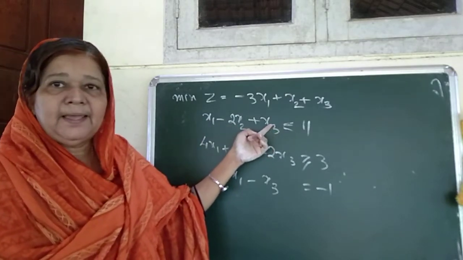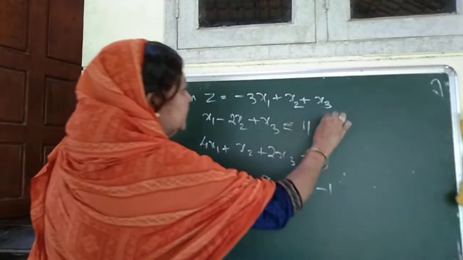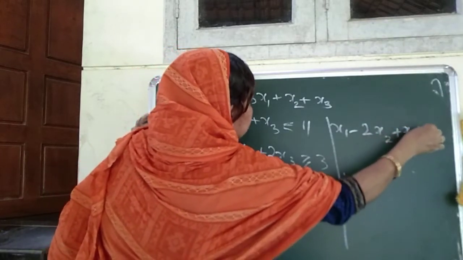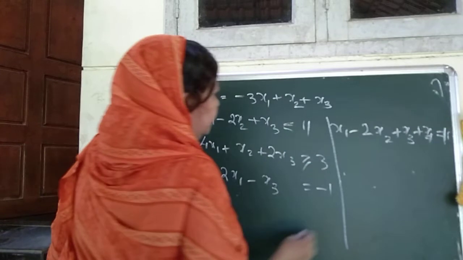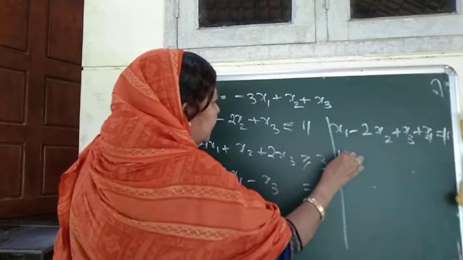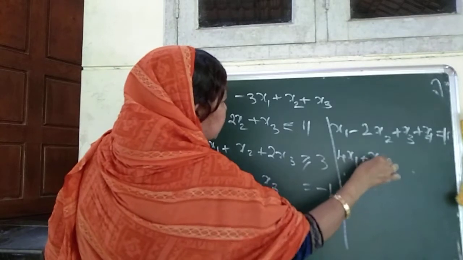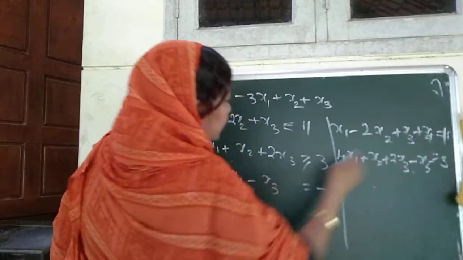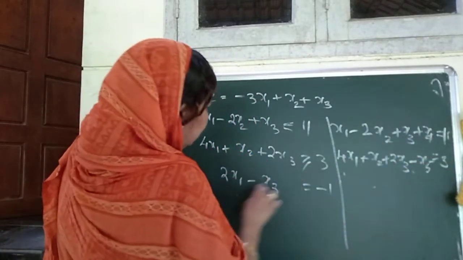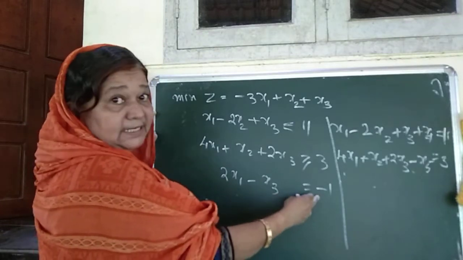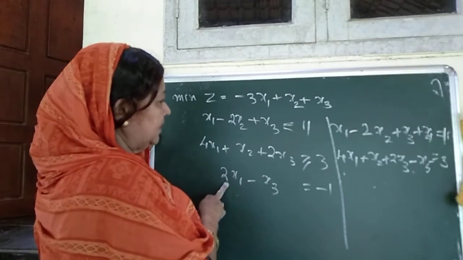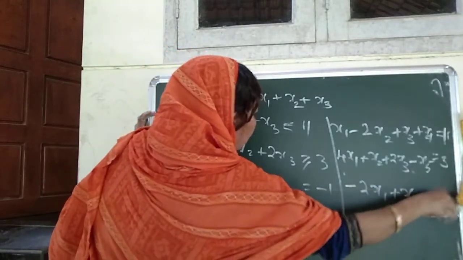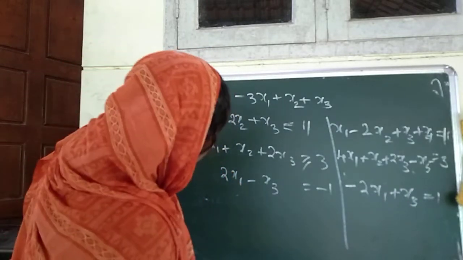So we can apply slack variables so that this becomes x1 minus 2x2 plus x3 plus x4 equal to 11. Okay. Second is 4x1 plus x2 plus 2x3 minus x5 equal to 3, as it is greater than or equal to. Then here the constant term is negative, so we can apply a minus sign so that minus 2x1 plus x3 equal to 1. Then we have the table.